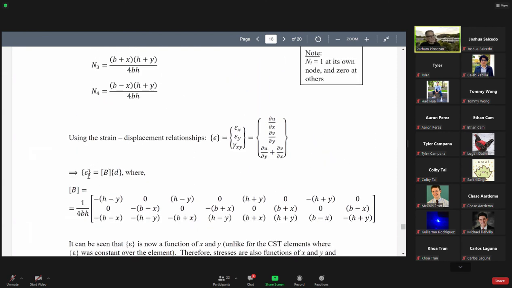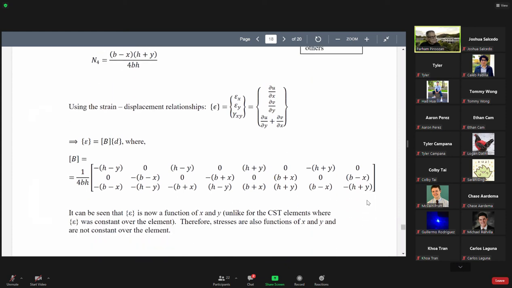Once we have a strain, then we can find stress. But with epsilon given by this, there is a major difference between this one and constant strain triangular elements. Look at this one, tell me what is the difference? What's the major difference here? If you remember the B matrix for triangular elements, compare it to this one. There is a major difference here. What is that?